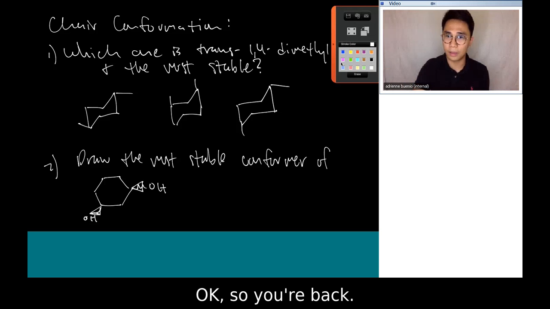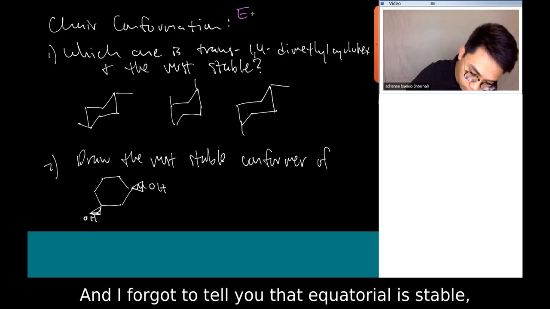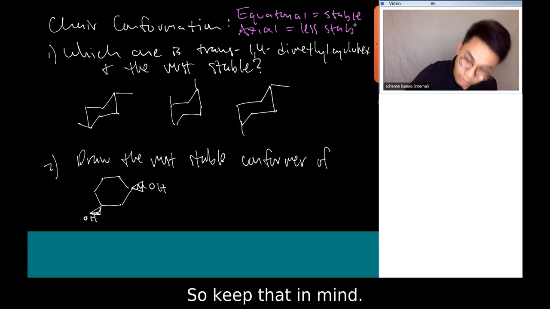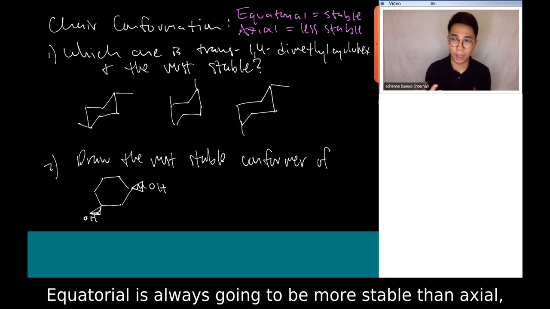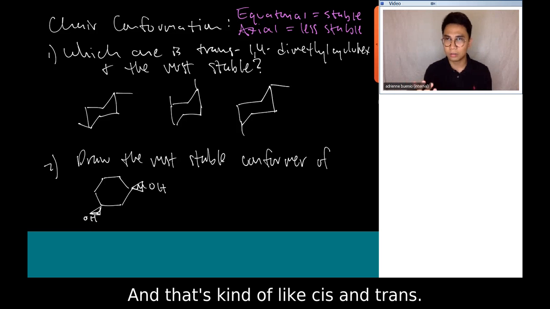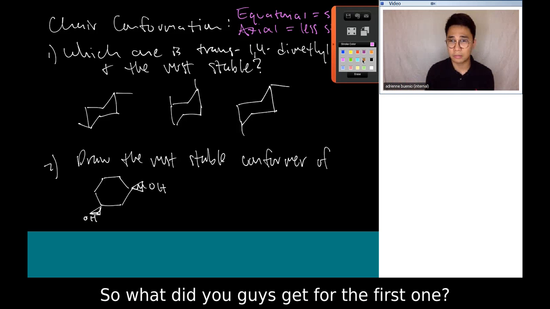Okay, so you're back, and I forgot to tell you that equatorial is stable, axial, less stable. So keep that in mind. Equatorial is always going to be more stable than axial, no matter what. Okay? And that's kind of like cis and trans. Trans is always going to be more stable than cis, right? So, okay. So what did you guys get for the first one?